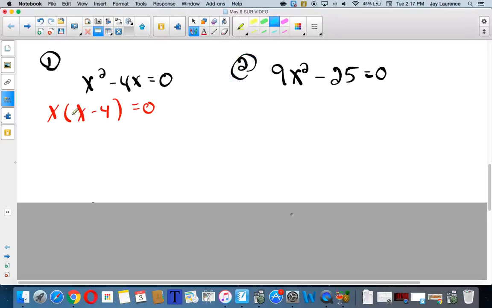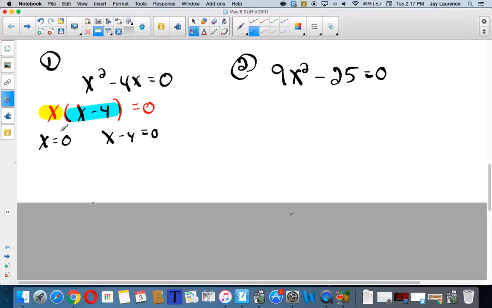So I have two factors. I have this x minus 4, and I also have an x. I'm going to set each factor equal to 0 and get x alone. So I'll have x equals 0, and I'll do x minus 4 equals 0.